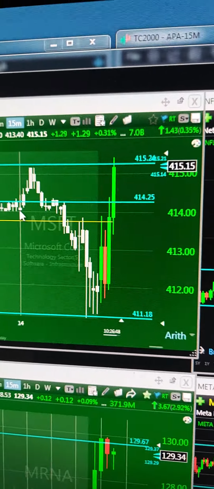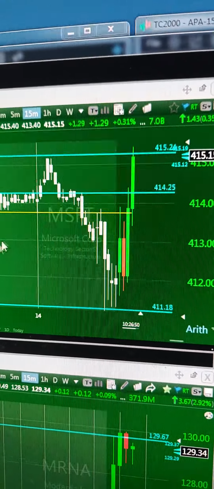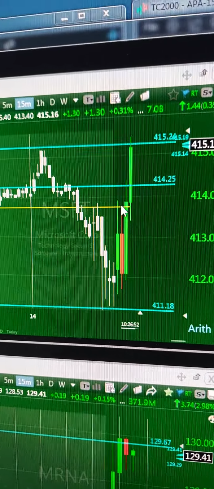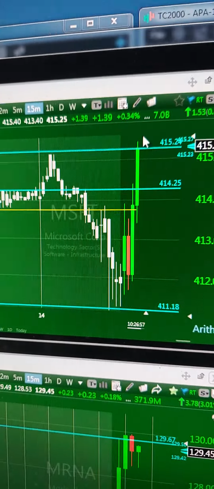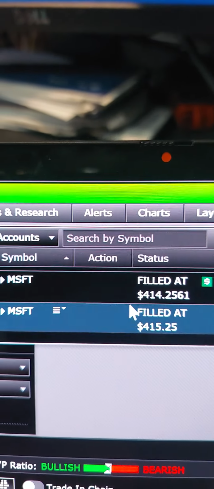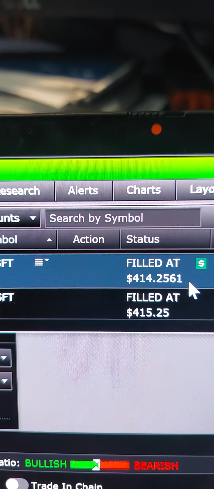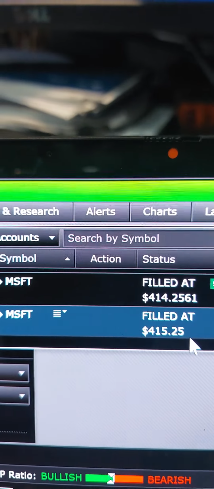All right, it's Tuesday, May 14th. Just following up on Microsoft, you can see after breaking out above the first bar high, it's continued up to its first target, the pre-market highs. So I scaled out here to set up a no-risk trade. I bought the stock as described in the previous video, 414.25, scaled out at 415.25, a point higher.